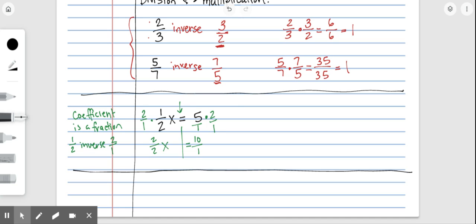Okay, so I was just about done. 2 over 2 is the same as 1. So x equals, and then 10 over 1 is like 10 wholes. So this is 10. So x equals 10.